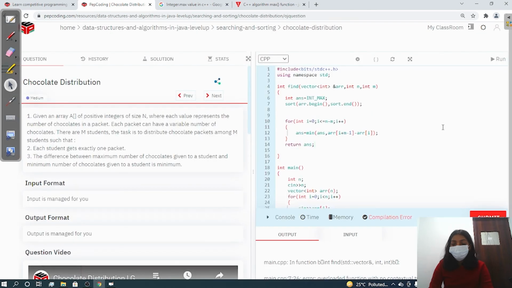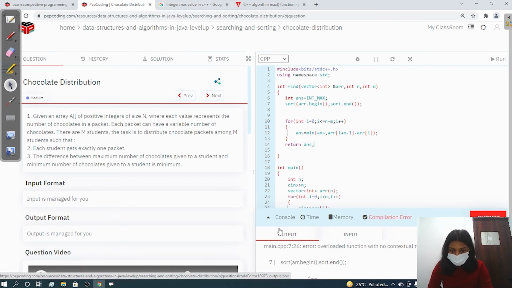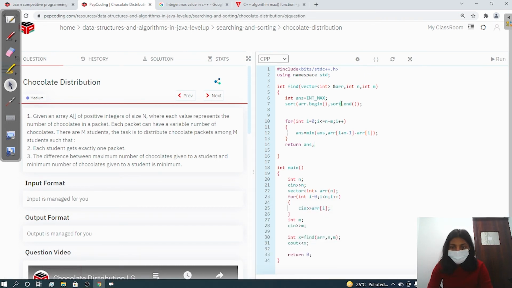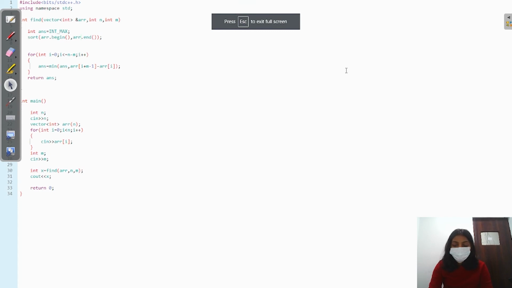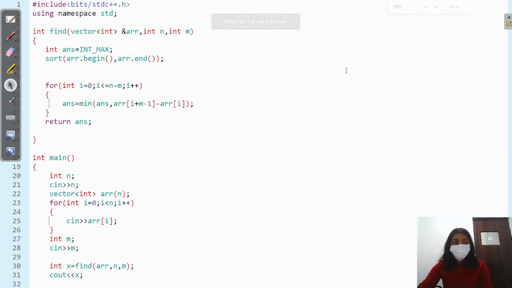Let's try to submit this. Sorry, run this. I'm getting an error. Sort arr.begin, arr.end. Sorry, it will be arr. First of all, let me show you the code properly and explain it again to you.